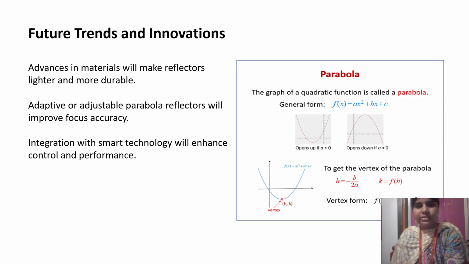Future trends and innovations. What are the future trends and innovations of parabola reflectors? Advances in materials will make reflectors lighter and more durable. Adaptive or adjustable parabola reflectors will improve focus accuracy. Integration with smart technology will enhance control and performance. These are the future trends and innovations of parabola reflectors.